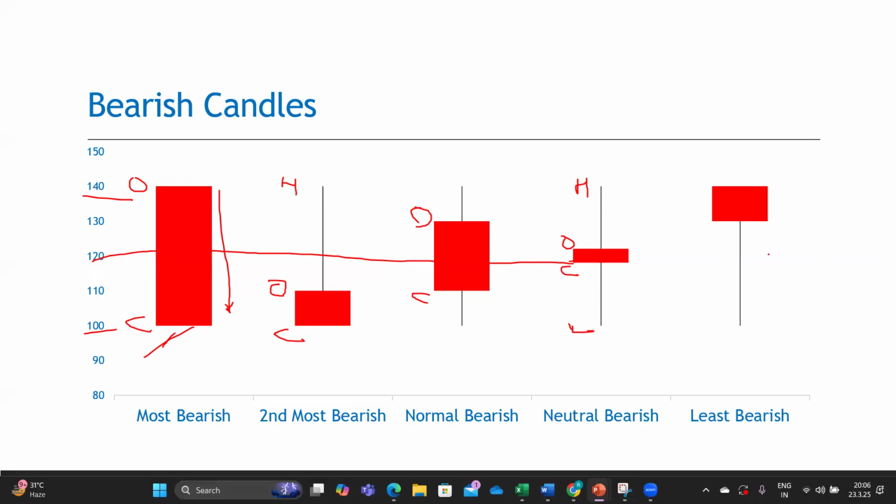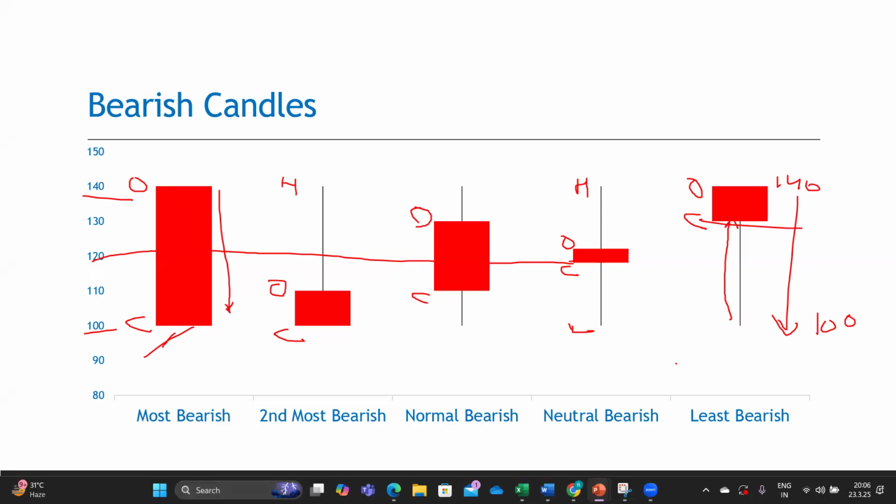This is the least bearish candle. This is the open. This is the close. The stock opened at 140. People started hammering the stock. It fell to 100. Some positive news came. It went back up and then closed here.